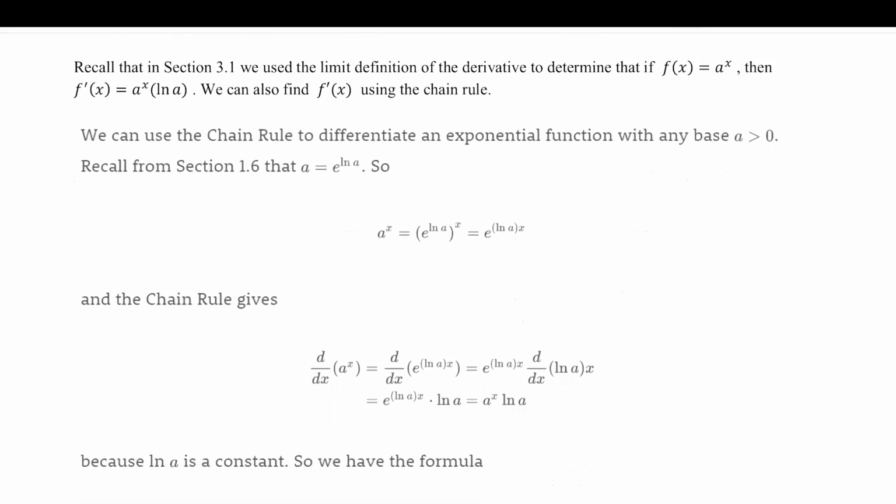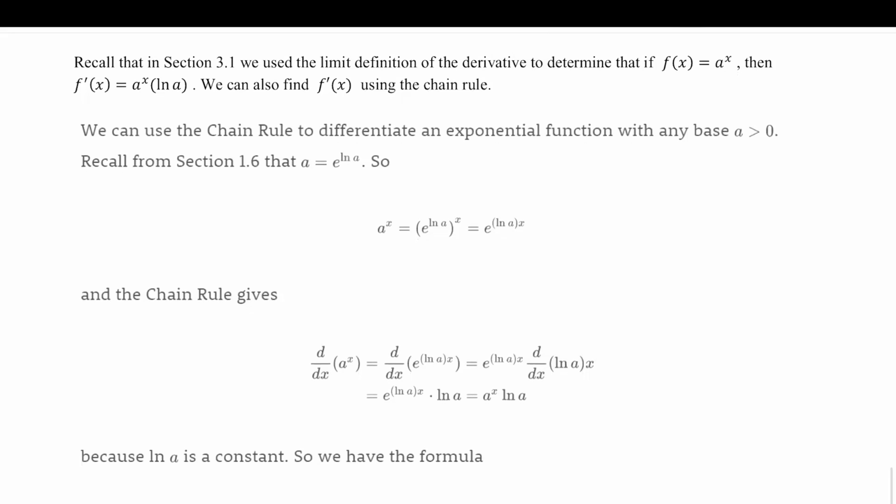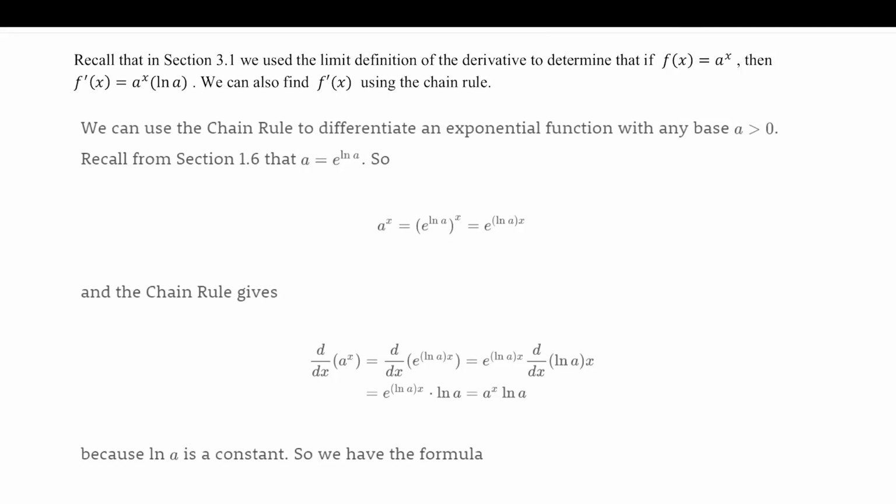And now our last little bit. This again is taken from your book. So we have already learned that the derivative of a to the x is a to the x times the natural log of a. So when we take the derivative of an exponential function, we rewrite the exponential function times the natural log of the base.